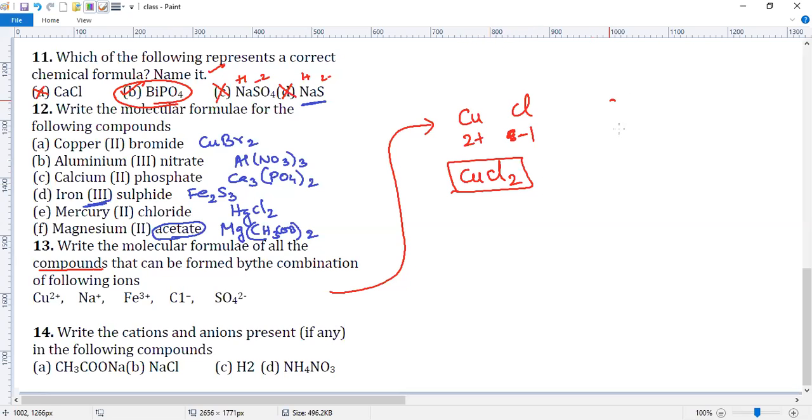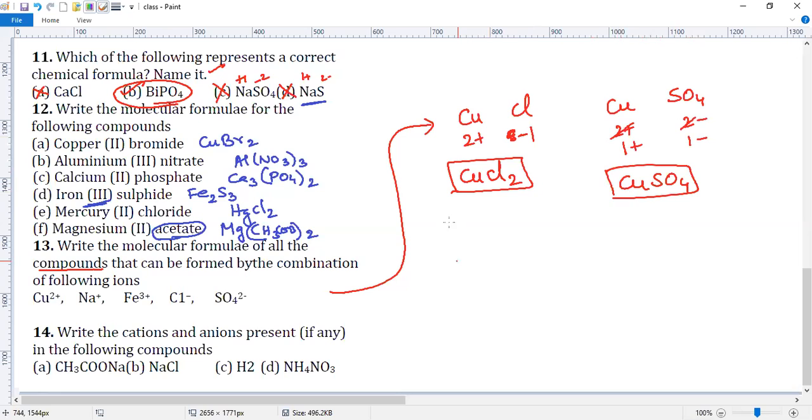Next, Cu is 2 plus and the next negative one is SO4 and that one is 2 minus. So here if you take the LCM, this becomes 1 plus and this becomes 1 minus. So you can just cross it. So you get it as CuSO4.